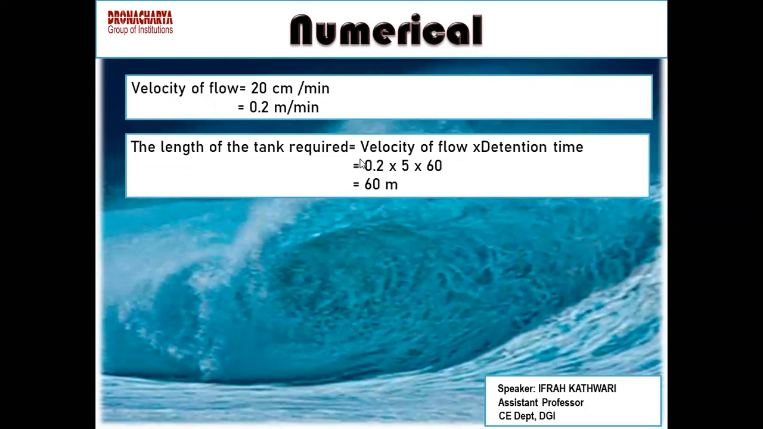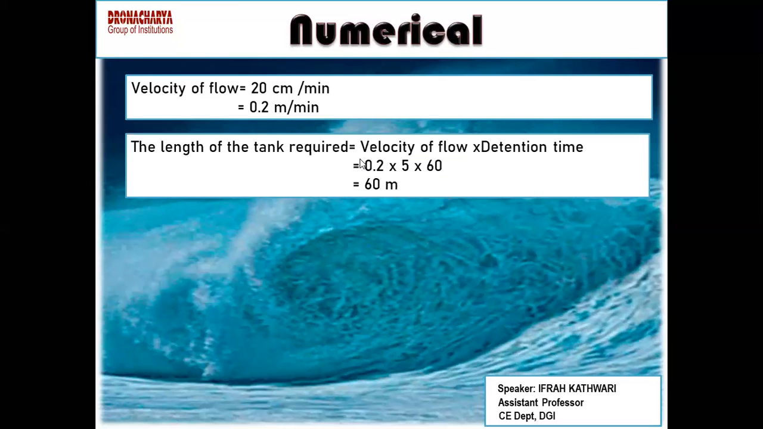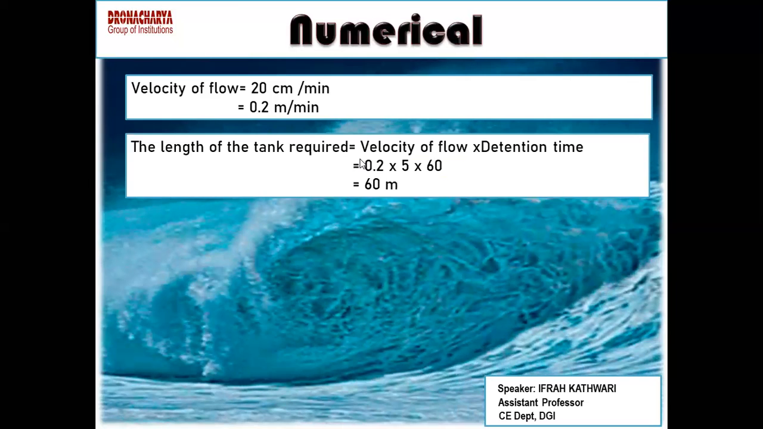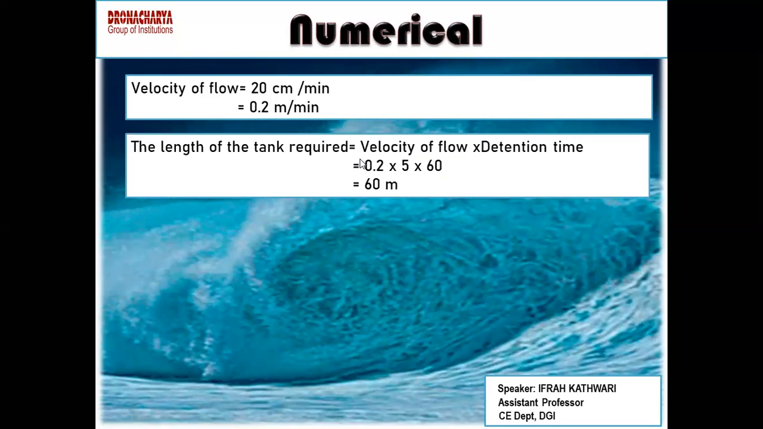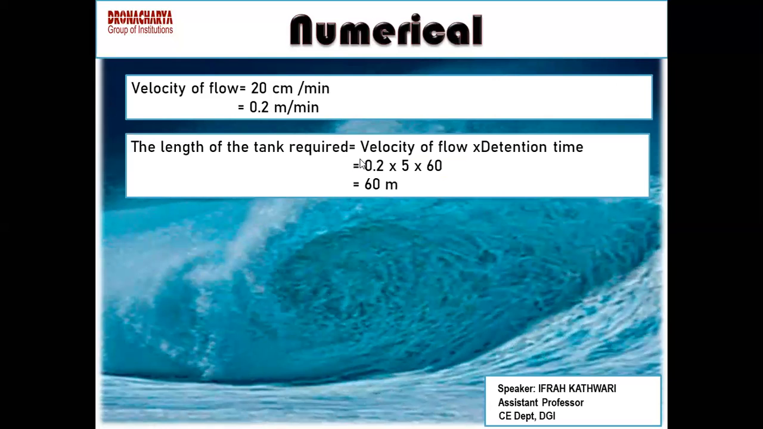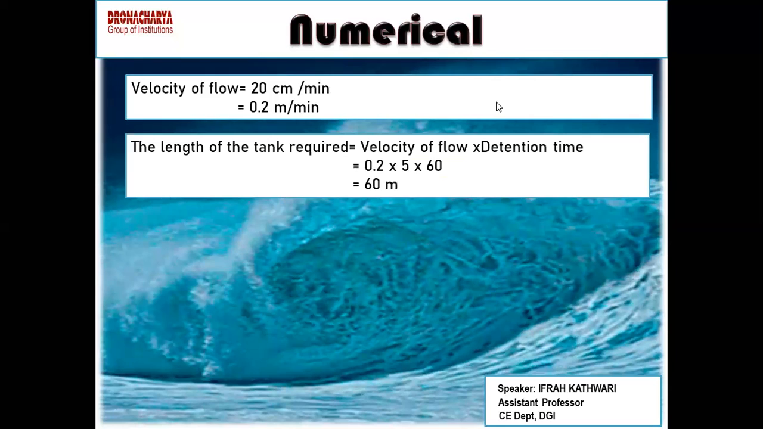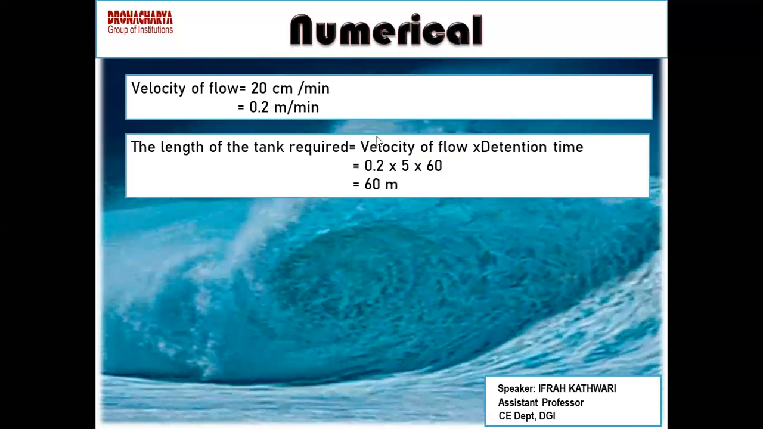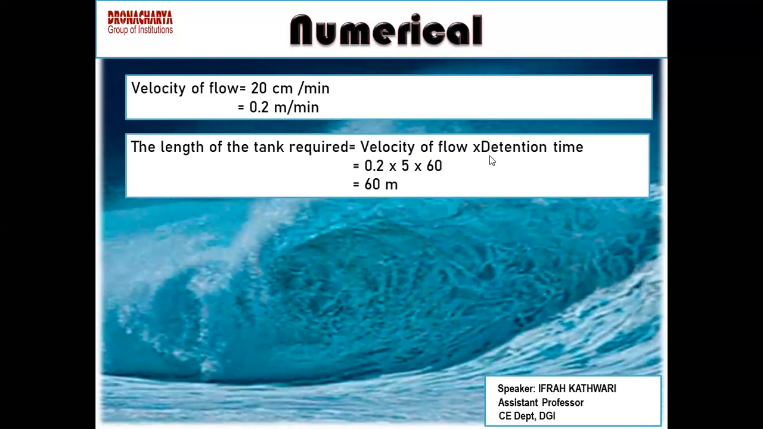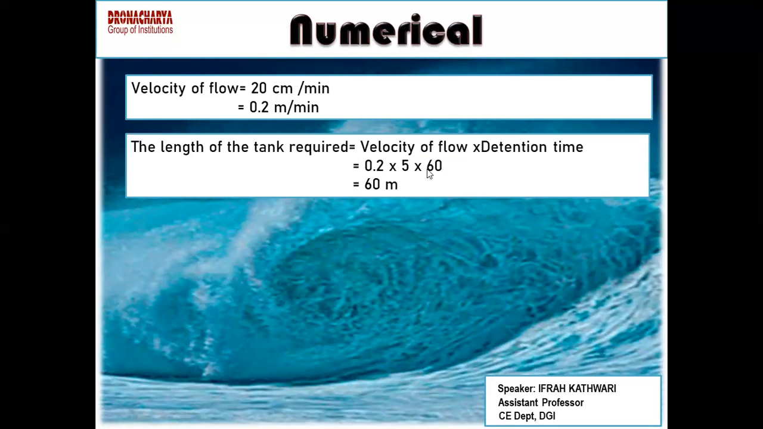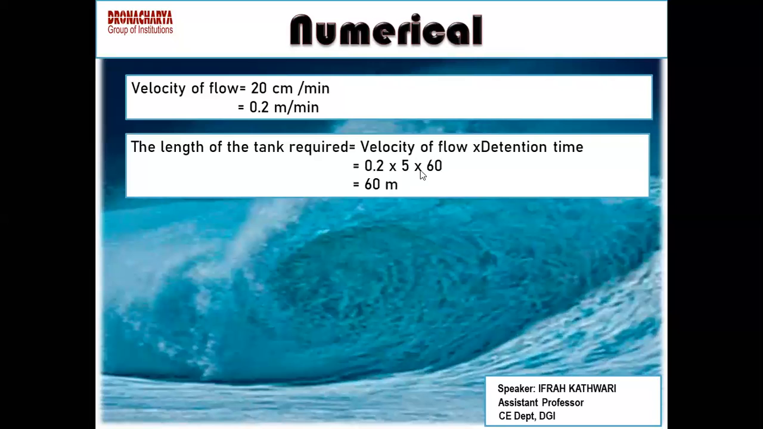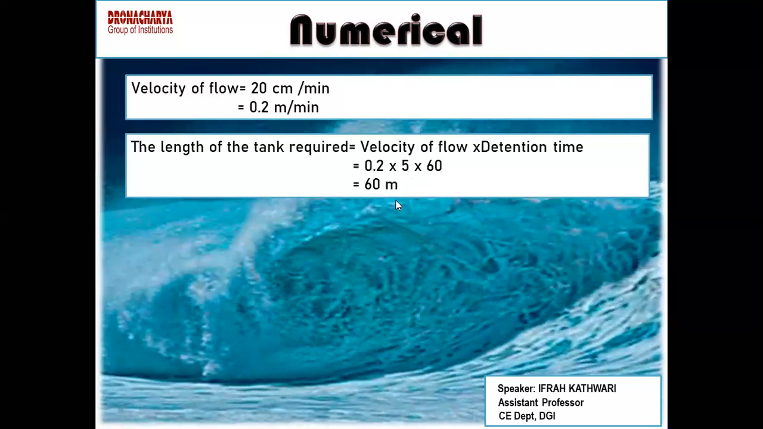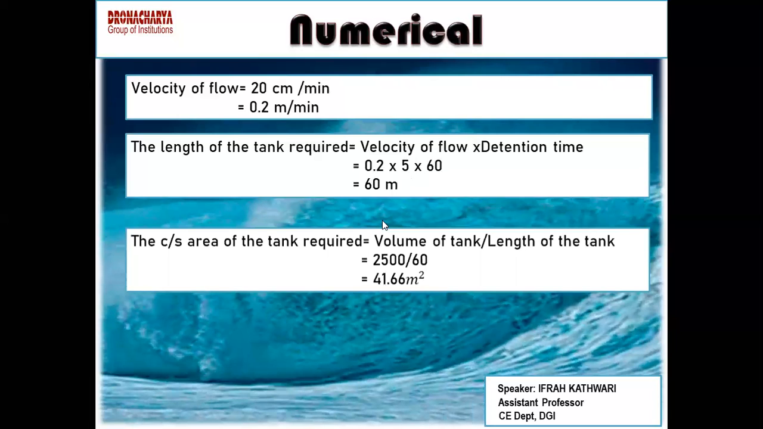As I already told you in the previous equation also, the time of flow is equal to horizontal velocity upon length. So length will be velocity into detention time. Velocity is 0.2, and detention time was 5 hours, so I have changed it into minutes. So this will be 0.2 into 5 into 60, which is 60 meter. So length also came into the picture.